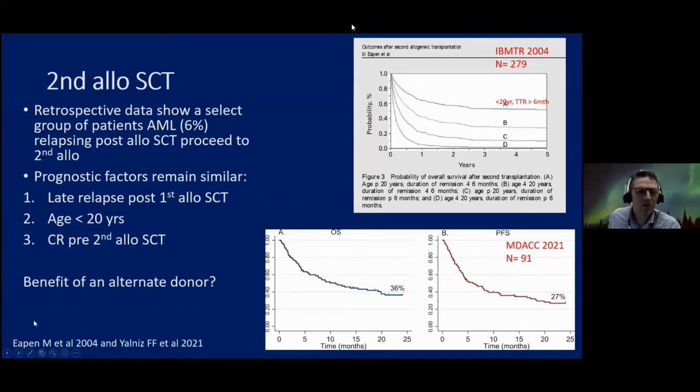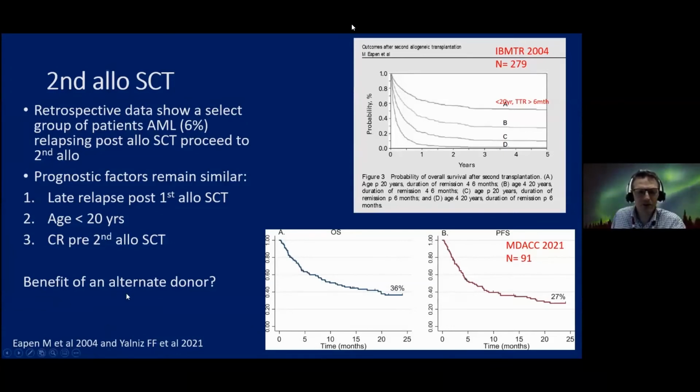When we look at more recent data, MD Anderson recently published, in the last several months, their outcomes of second transplants. In about 91 patients over a decade, they show quite encouraging survival of 36%, but with very brief follow-up there, approaching 2 years only. But they found very similar findings, that time to relapse is very important.